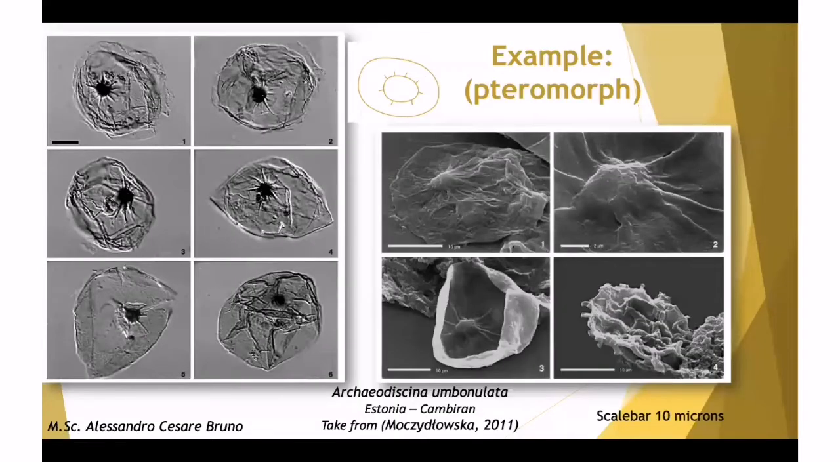And here I put some examples so you can visualize what an acritarch is. As we saw in the first lesson, I put a transmitted light photograph and a scanning electron microscope photograph. This is an example of a sphaeromorph. A sphaeromorph is characterized by an egg shape with a protuberance in the central part of the body.